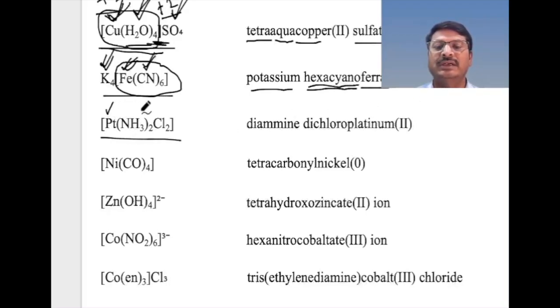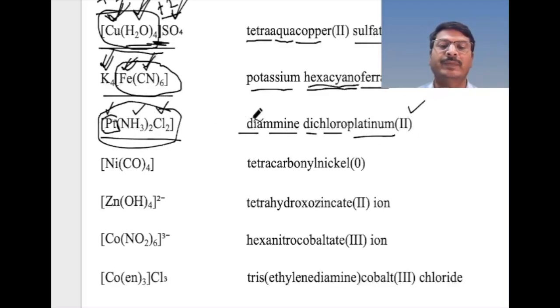Come to one more example. Platinum is the central metal, and ammonia and chlorine are ligands. This is a neutral complex compound. So diammine, two ammines are there, that's why I am writing diammine, dichloro, two chlorines are there, diammine, dichloro, platinum. It is a neutral one, that's why I am writing the platinum as platinum only, and the oxidation state of the platinum is 2. So diamminedichloroplatinum(II).